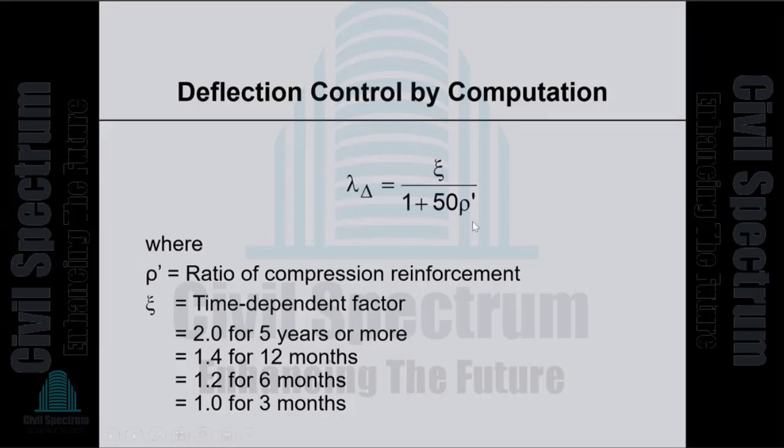The multiplier is a function of the compression reinforcement ratio, because it is an established fact that if you have more compression reinforcement, that helps in relieving the effects of creep, and that decreases long-term deflections. This is why this is in the denominator. And this psi is a time-dependent factor. So if we are interested in deflections 5 years or more from the time of loading, the psi is equal to 2.